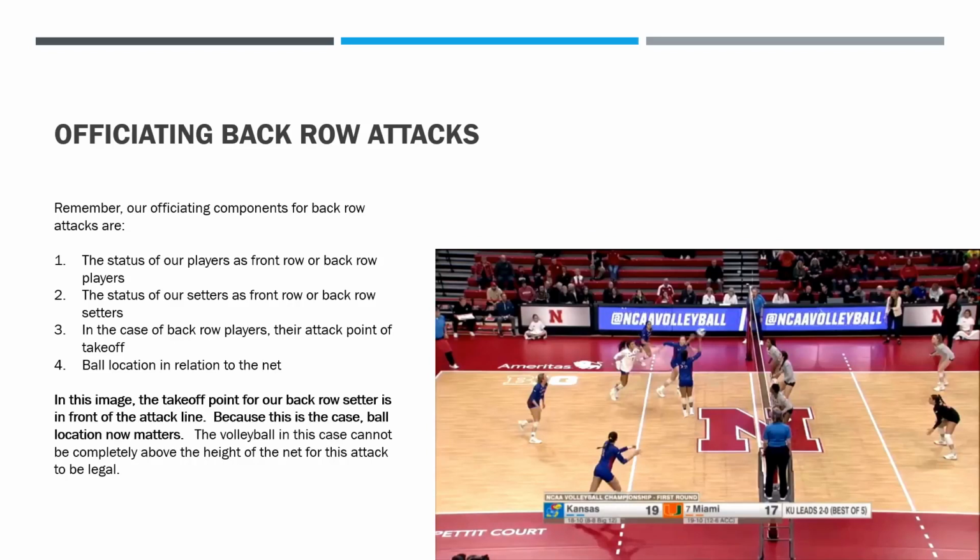In this particular image, we have a back row setter performing a set-over attack. In this particular play, the takeoff point for our back row setter is in front of the attack line. Because this is the case, ball location now matters. The volleyball, in this case, cannot be completely above the height of the net for this particular type of attack to be legal.